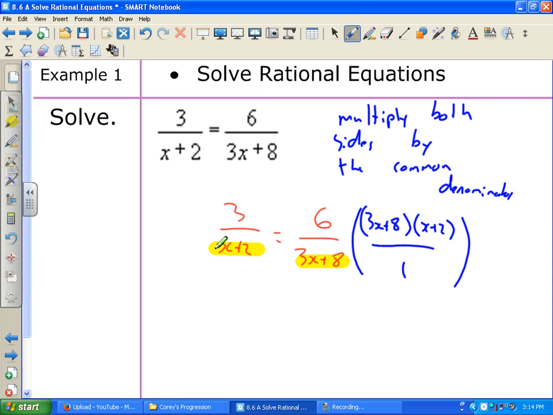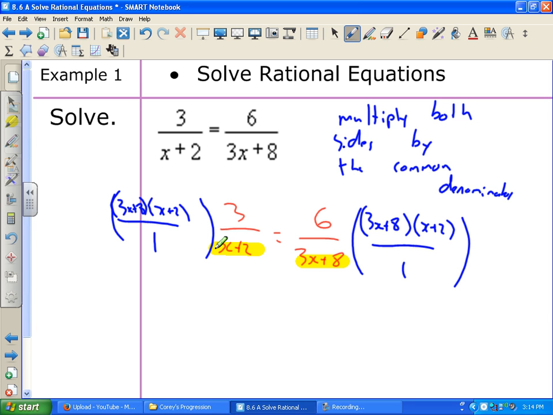Multiply. This should be self-evident, but I'm going to say it anyway. We can do whatever we want to an equation as long as we do the same thing to both sides of the equation. On this problem, I've chosen to multiply the right-hand side by 3x plus 8 times x plus 2, which means I need to also multiply the left side by 3x plus 8 times x plus 2. So first step, multiply both sides by that common denominator.